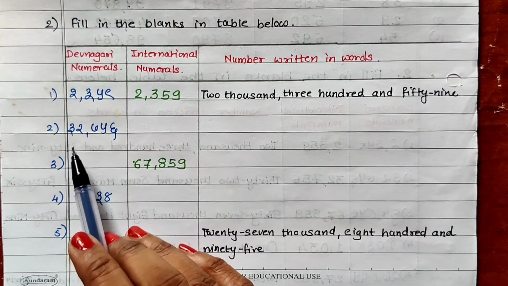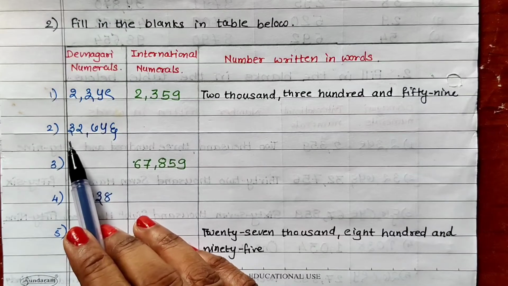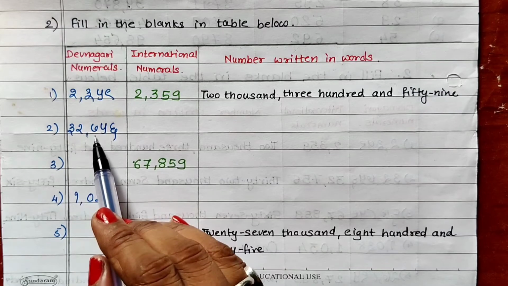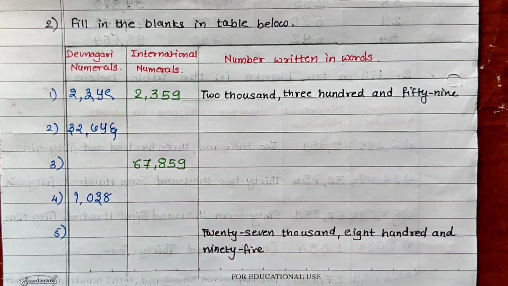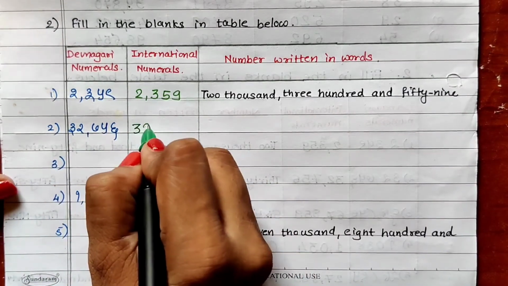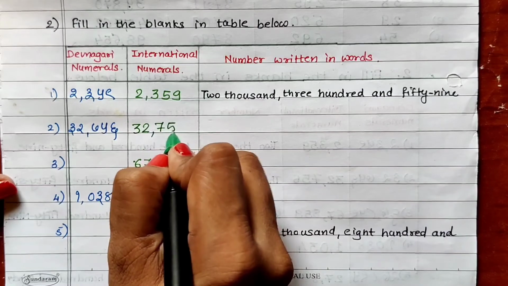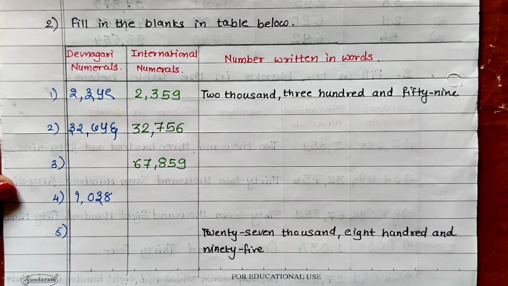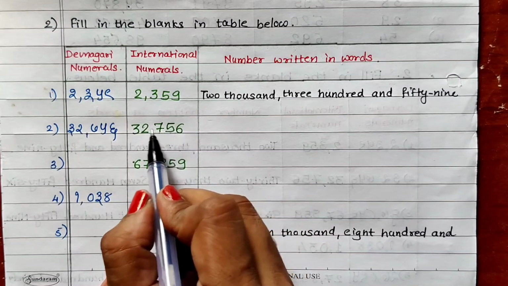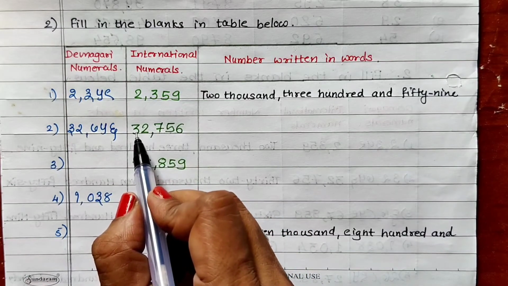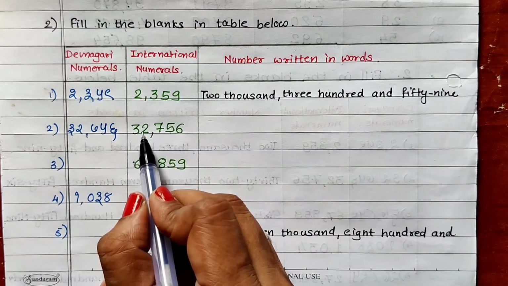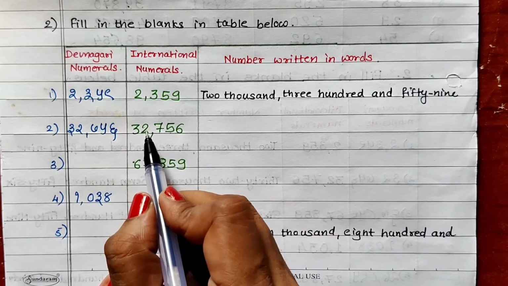Second question is 3, 2, 7, 5, 6 in Devanagari. In international numeral it is 3, 2, 7, 5, 6. Correct. Now we have to read and write. It is units, tens, 100, 1000, 10,000. When 10,000 is there, we have to take these 2 digits together, make the number 32, and then write 1000 after this.